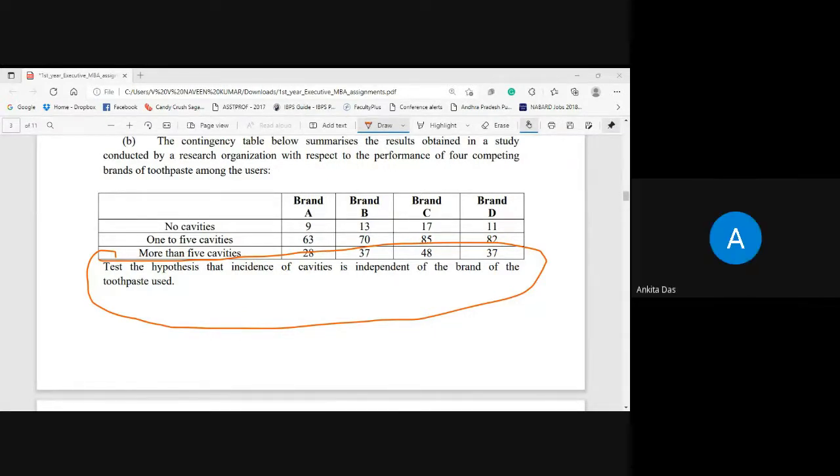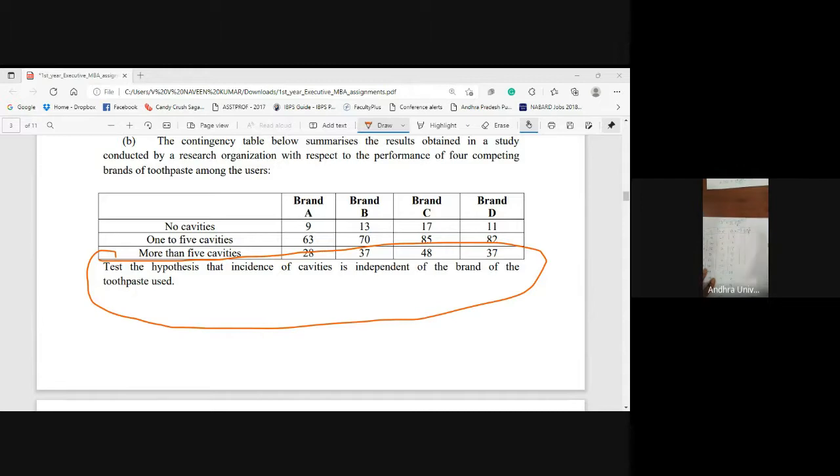Yes, sir. So this is nothing but 1 square 1, 4, 4, 9, 4, 25, 16, 4, 1, 9, 4, 1, 9, 4. Is it clear? Yes, sir. Now, if you see the formula, we want O minus E whole square by E, no? Yes, sir.